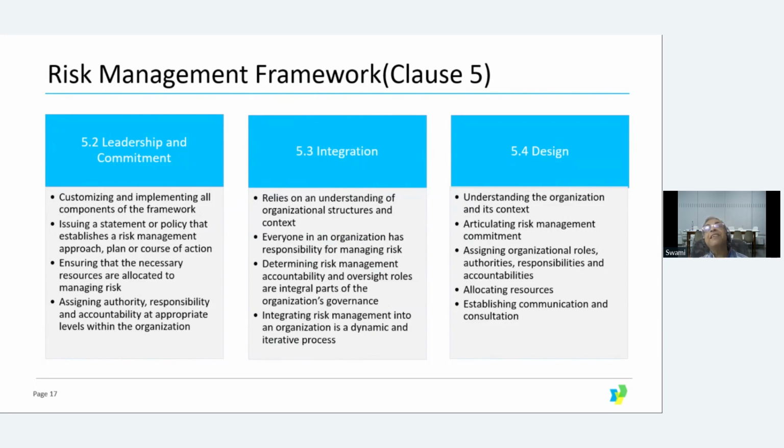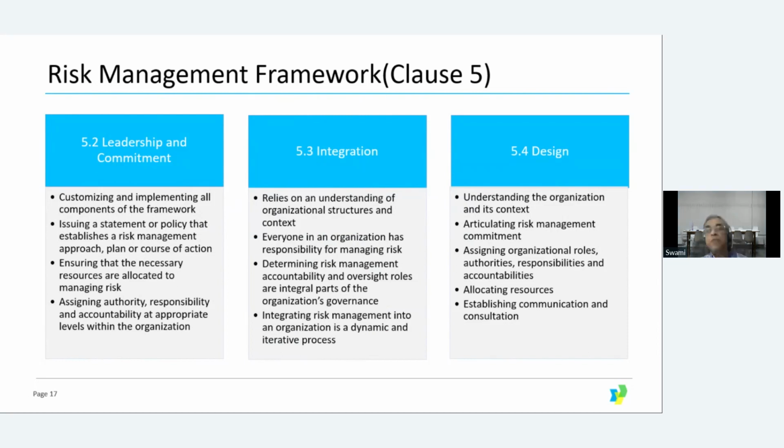Is it enough that only a few people are involved in implementing the risk management process? No, each and every one in the organization needs to get themselves involved, and an appropriate communication and consultation process needs to be there for having an effective and efficient risk management framework.